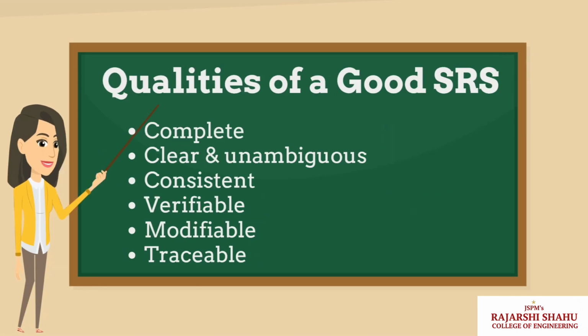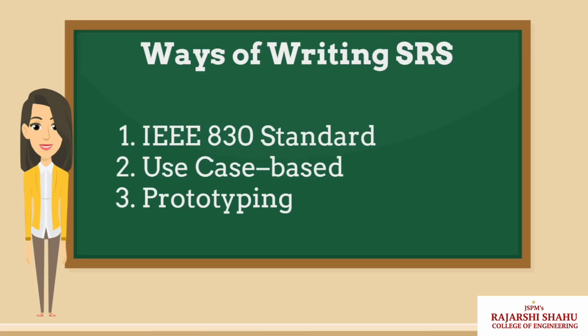A good SRS should be complete, covering all requirements without gaps. It must be clear and unambiguous so there's no confusion. It should be consistent, free from contradictions. Every requirement should be verifiable through testing. The document must also be modifiable to adapt to changes and traceable, so each requirement can be tracked from origin to implementation.